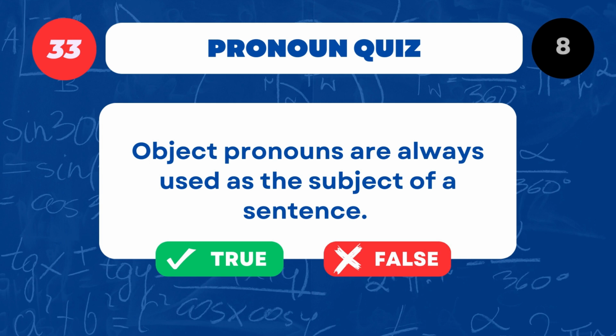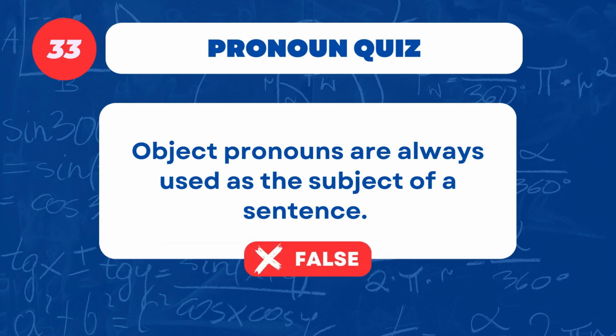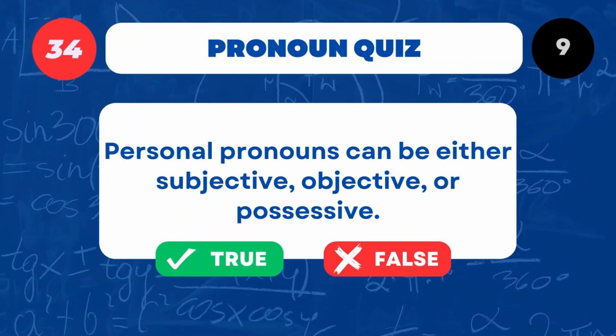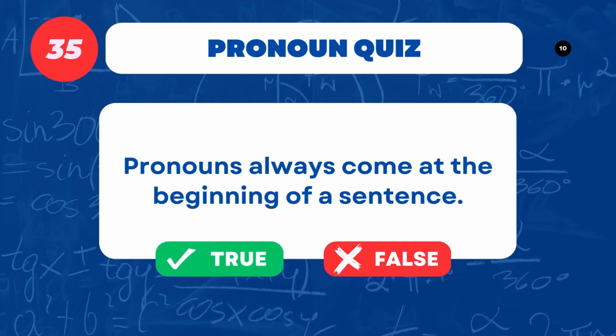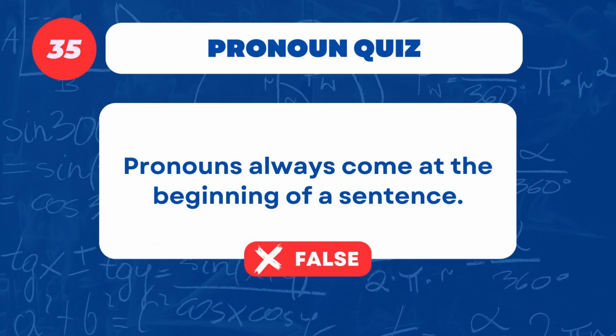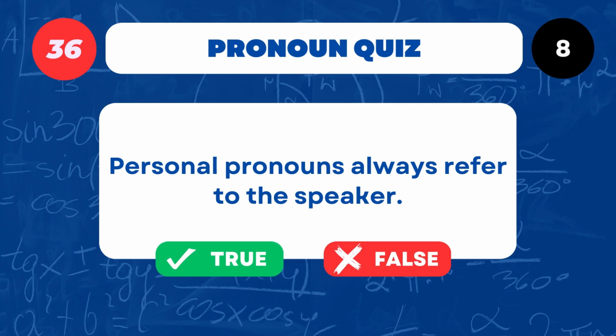Object pronouns are always used as the subject of a sentence. False. Number 34. Personal pronouns can be either subjective, objective, or possessive. True. Pronouns always come at the beginning of a sentence. True or false? False. Personal pronouns always refer to the speaker. True or false?